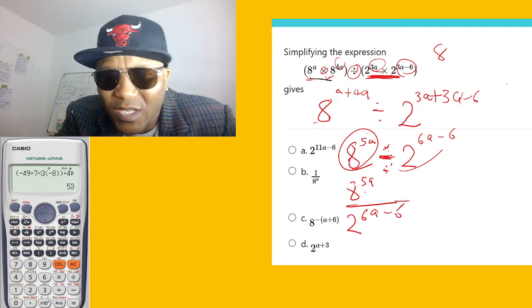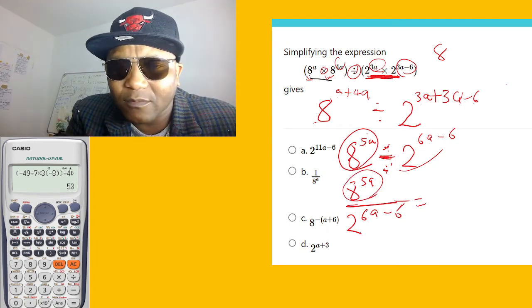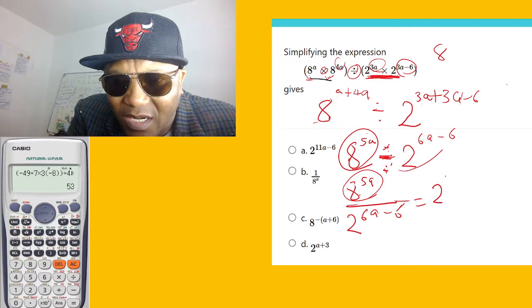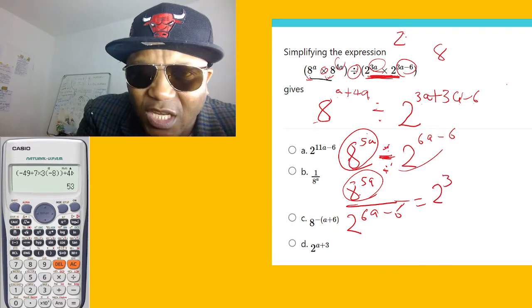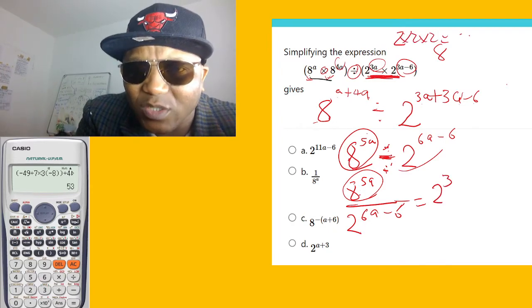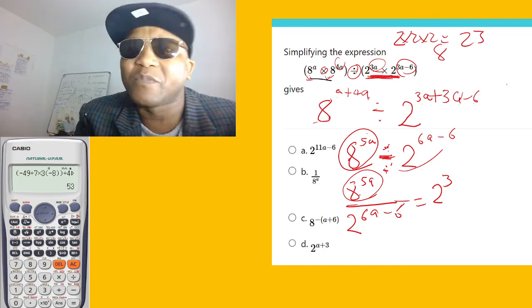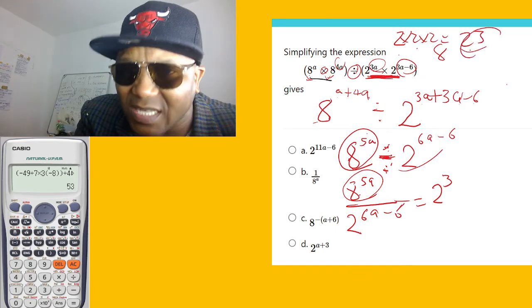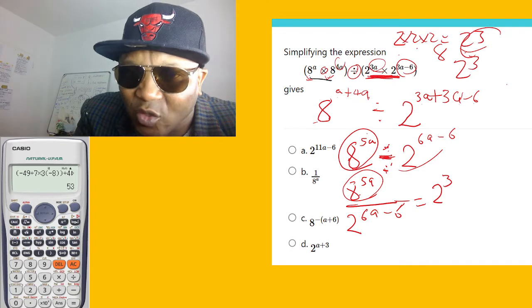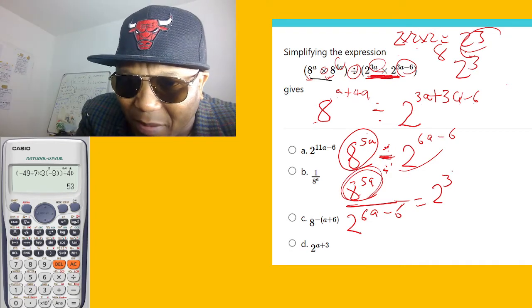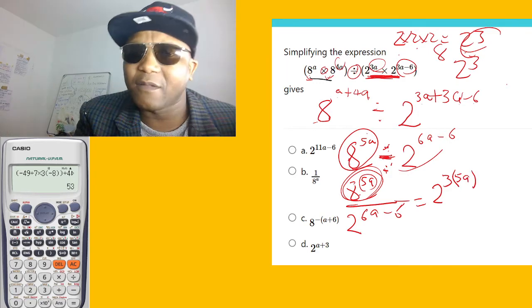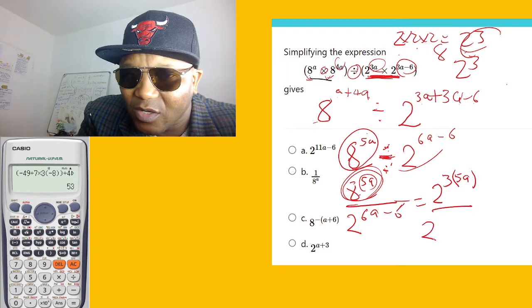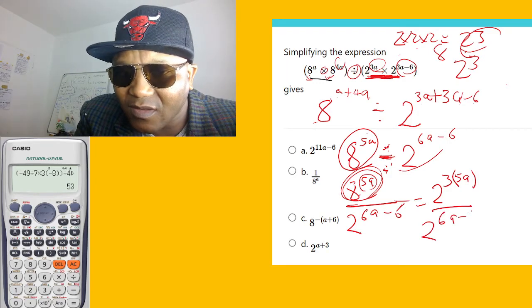But look, when you say 8, what does that mean? Look, 8 itself is 2 power 3. Because if you say 2 times 2 times 2, it's like 2 power 3, three of them. 2 times 2 equals 4, 4 times 2 equals 8. Yes, it's 2 power 3. So instead of writing this, I'll say 2 power 3. But here, you have your 2 to the 5a times 2 to the 5a, but over 2 to the 6a minus 6.